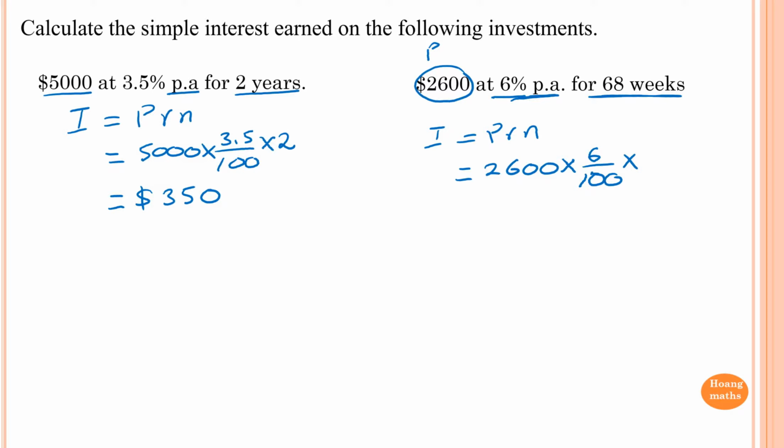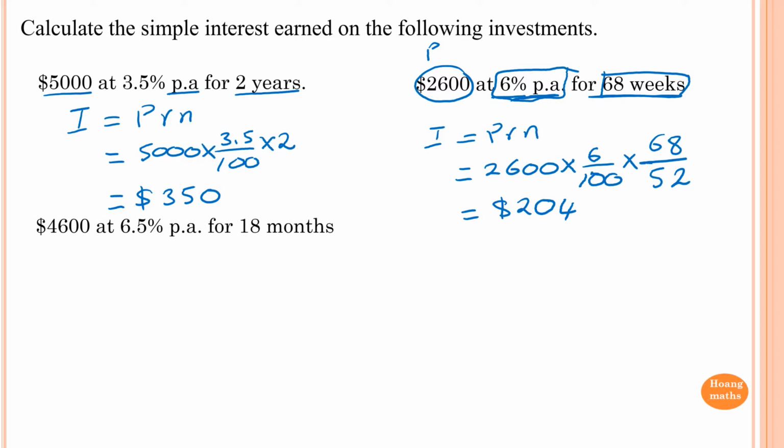N is 68 weeks. But because this is weeks, and per annum means per year, I must divide by 52, because there are 52 weeks in a year. So I just divide by 52. Put that in my calculator, I get $204. There you go.